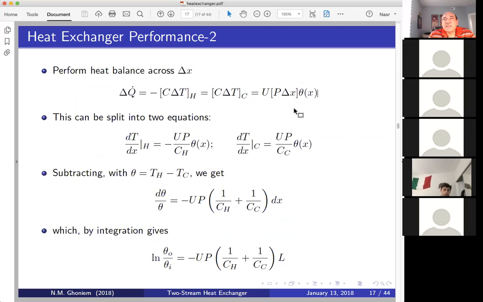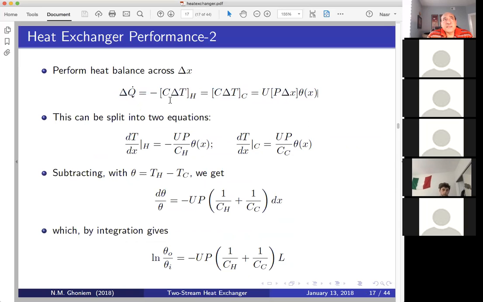And now we are not going to talk about R1, R2, and R3. We're going to talk about U, the capital U, which is the summary of all of the inverses of the resistances times the area, which is P delta X. And theta is the difference between the hot and the cold. Capital C is m dot C sub P. So this is the key equation here in the theory part.